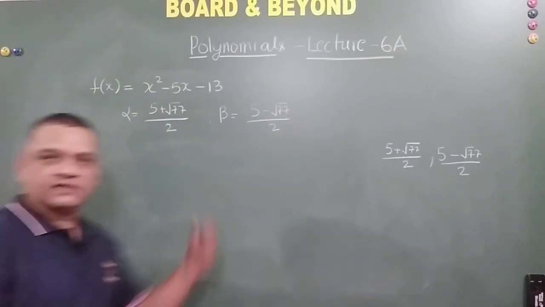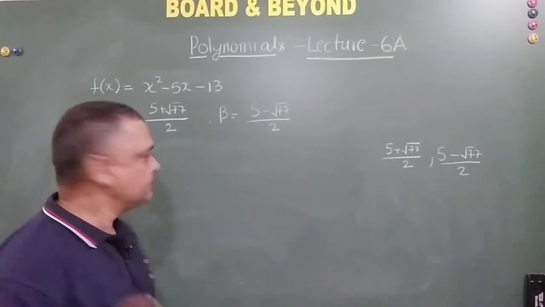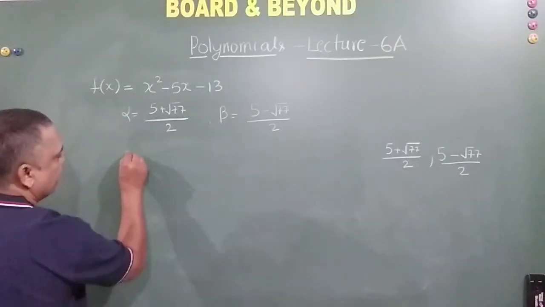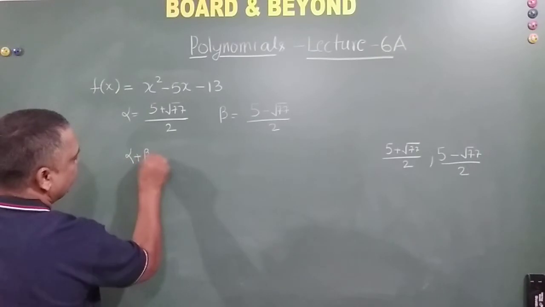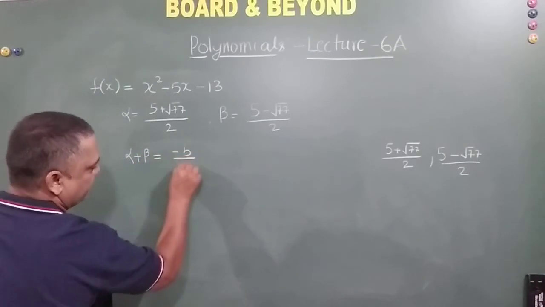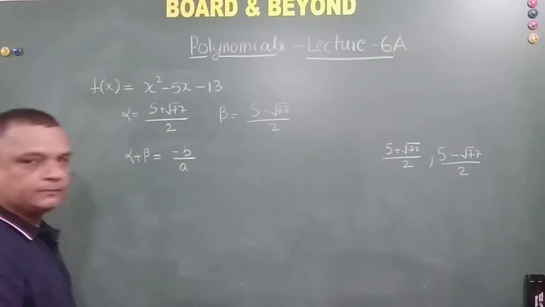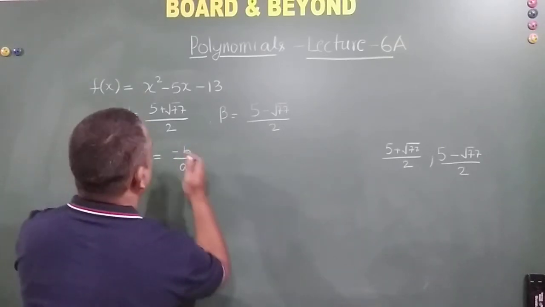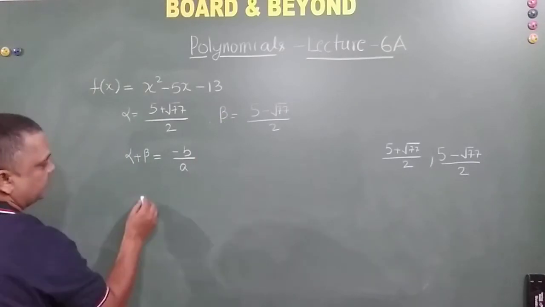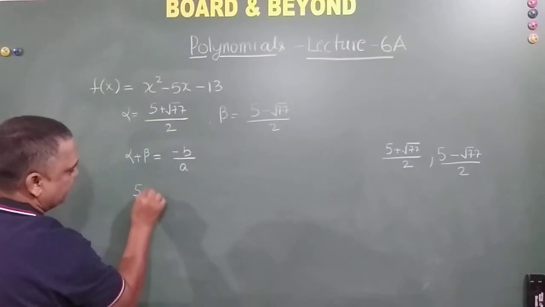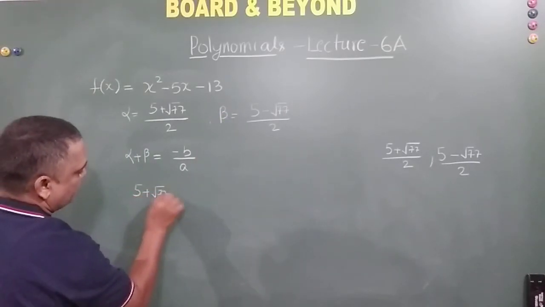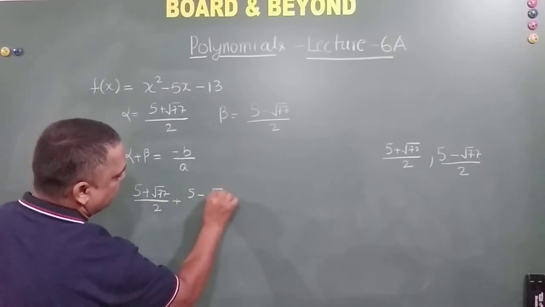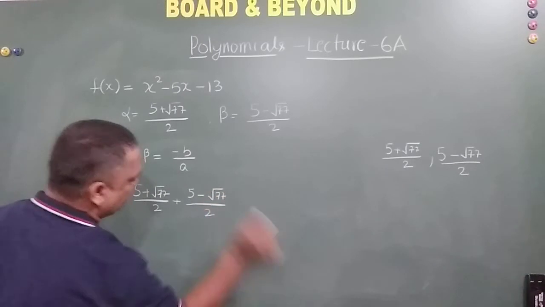Okay, so since this is a quadratic polynomial, my dear friends, alpha plus beta should be equal to how much? Alpha plus beta is equal to minus b by a. Do you all remember? Okay, so we do alpha plus beta here. This is alpha, this is beta, right? So this becomes 5 plus root 77 by 2 plus 5 minus root 77 by 2, right?